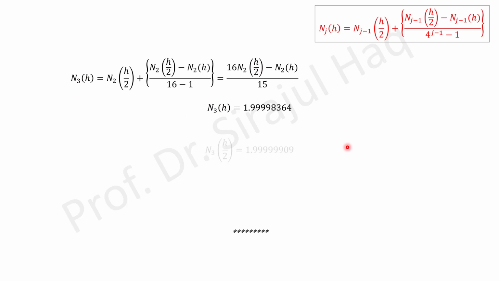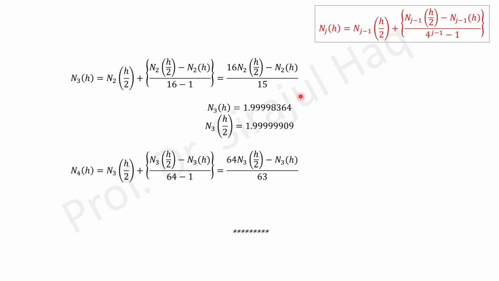Similarly, for N3 of h divided by 2, replace h by h divided by 2. So this will become h by 4, this will become h by 2. And already you have these two values available. You have computed N2 of h divided by 4, you have computed N2 of h divided by 2. When you substitute the values, then you are getting the value of N3 of h divided by 2.